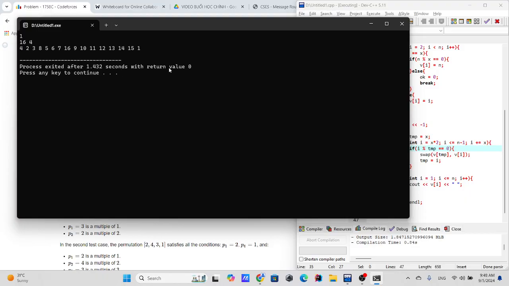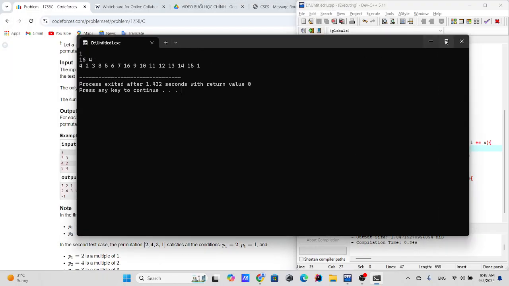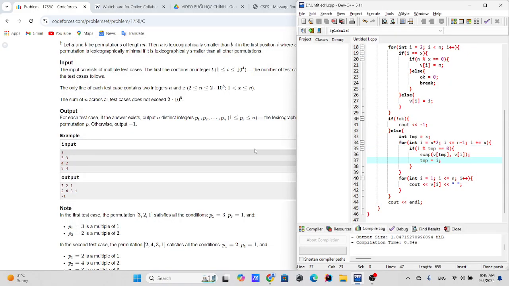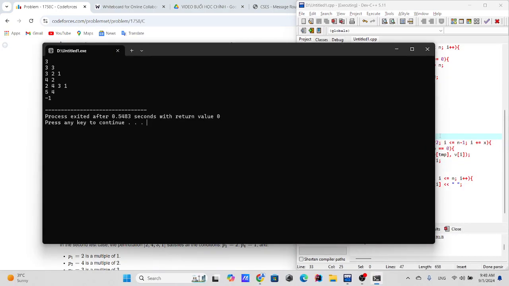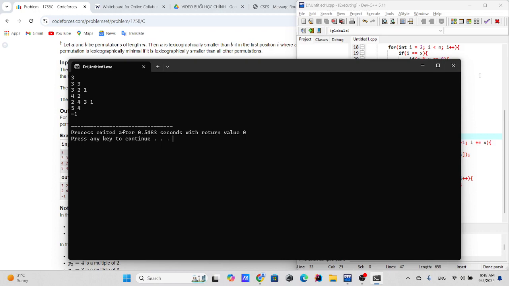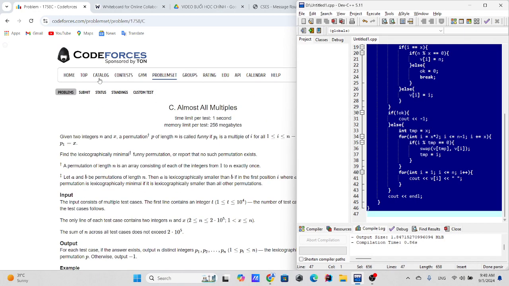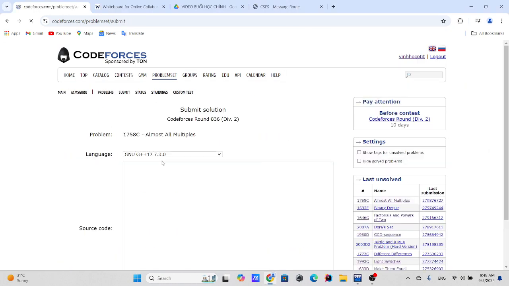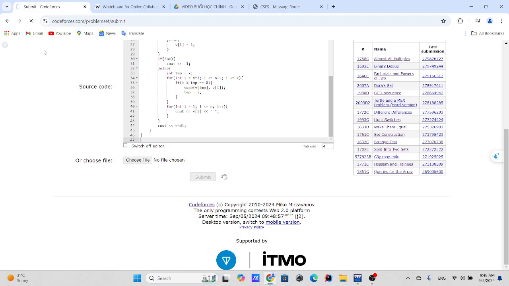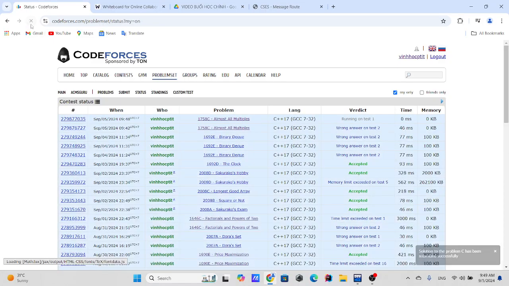16 for you. 16, right? Okay, this might be correct. This might have been correct. 2, 4, 3, 1, yeah. I'm not sure if I'm correct, but I hope that we are correct here. Come on, come on, come on.